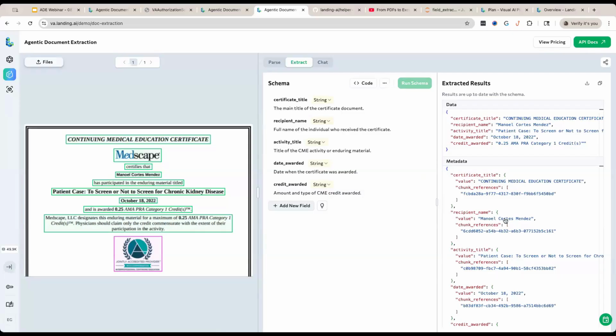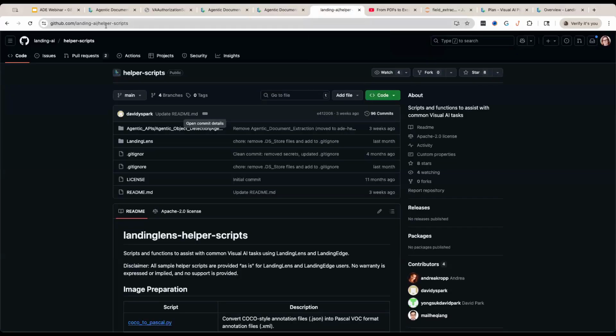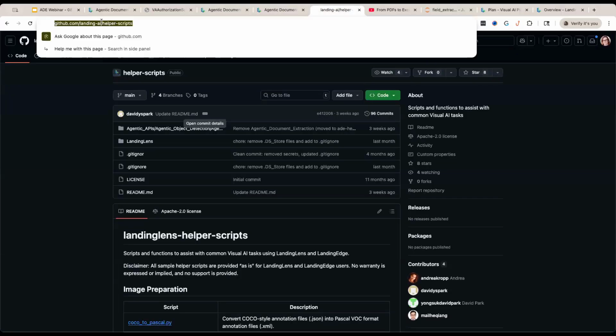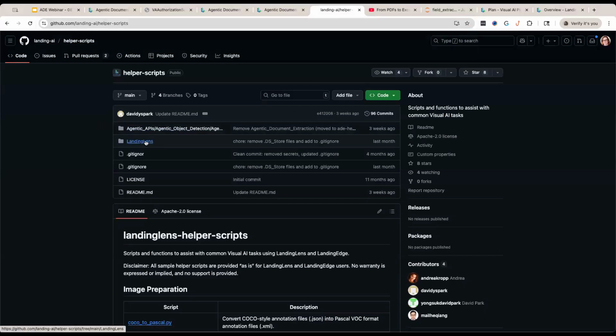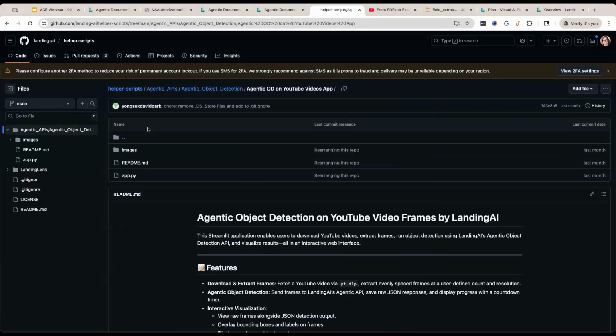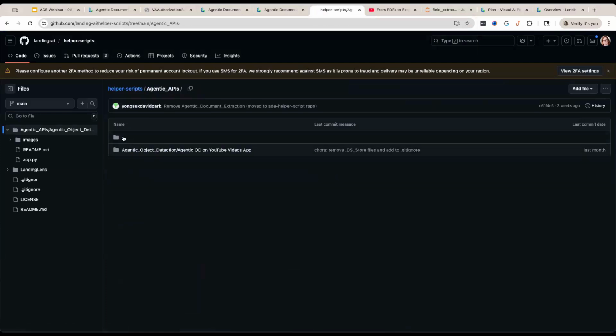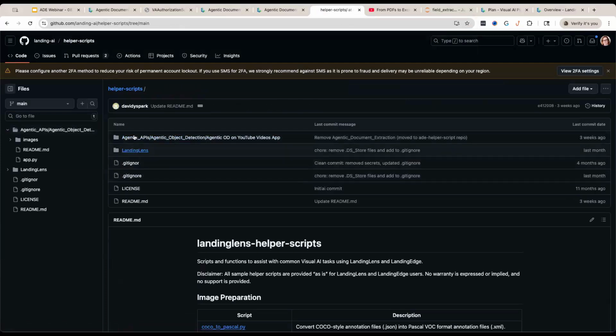You can actually follow along or perform this yourself after the webinar today. If you go to our helper scripts, this is available in our public GitHub, github.com/landing-AI/helper scripts. You'll see we have scripts associated with our visual inspection platform, but also with our agentic APIs. And what I'm walking through today is the ones associated.